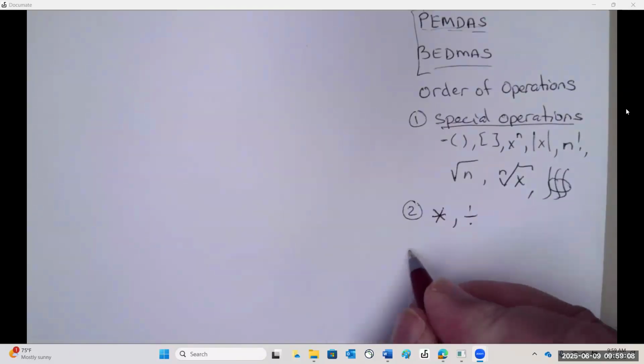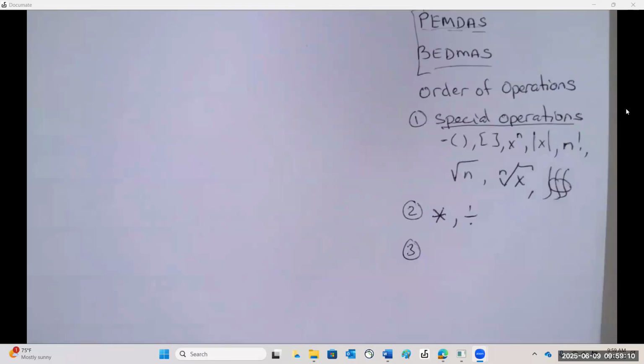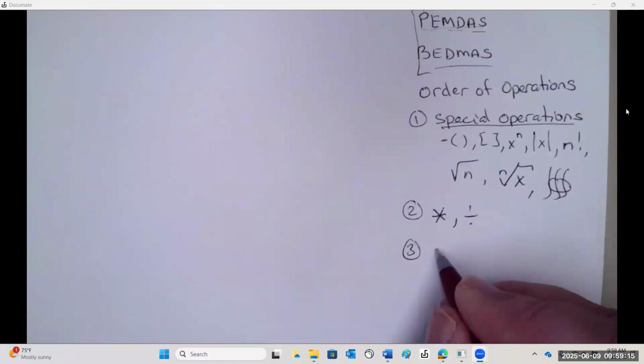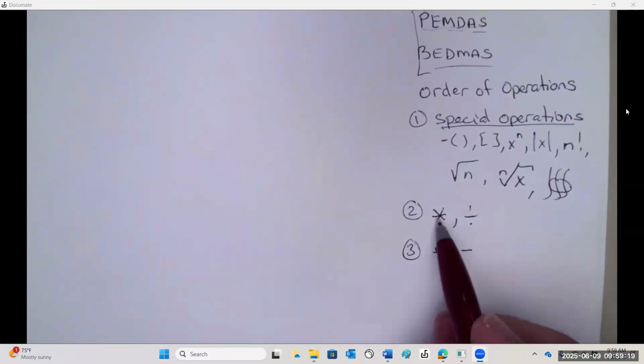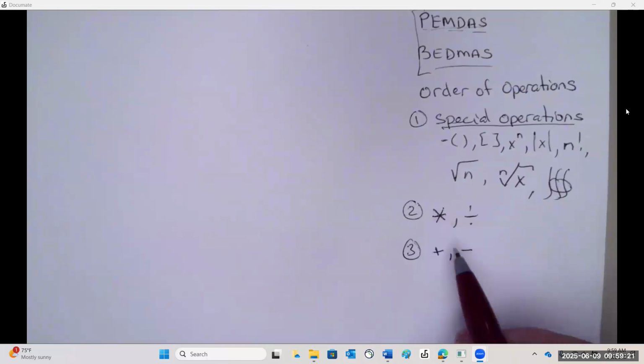Okay, the third one. What do you think the last one is? The least important one. Very good. Why is multiplication more powerful than addition?